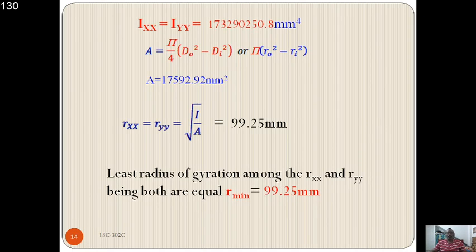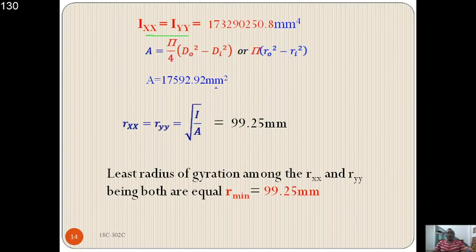Now they have asked the question, what is the polar moment of inertia and least radius of gyration? For this, you have to use the formula of Rxx or Ryy. For Rxx or Ryy, you should substitute the value of moment of inertia and area. Hence, radius of gyration is equal to the square root of I by A, being Ixx equal to Iyy.